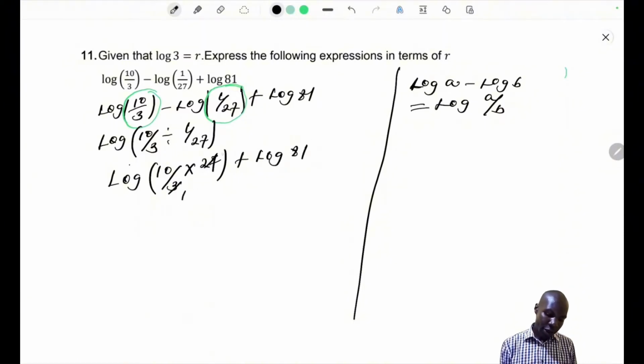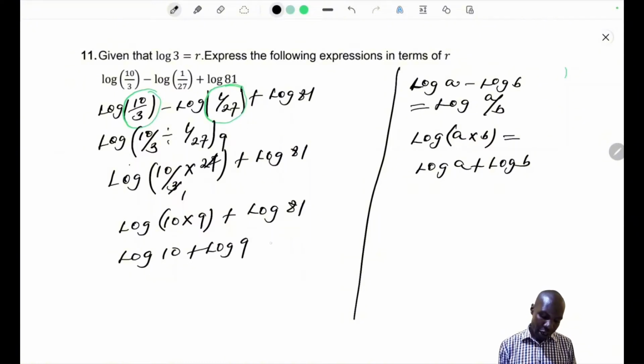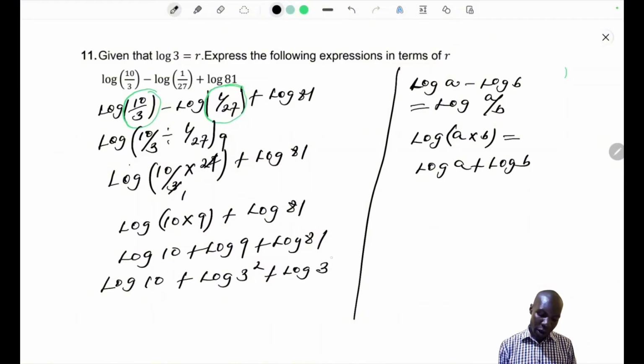So 3 goes into 3 once, 3 goes into 27 nine times. So we have log of 10 times 9 plus log of 81. You know that if we have log of a times b, it is equal to log of a plus log of b. So this will give us log of 10 plus log of 9 plus log of 81. So we have log of 10 plus log of 3 to power 2 plus log of 3 to power 4.